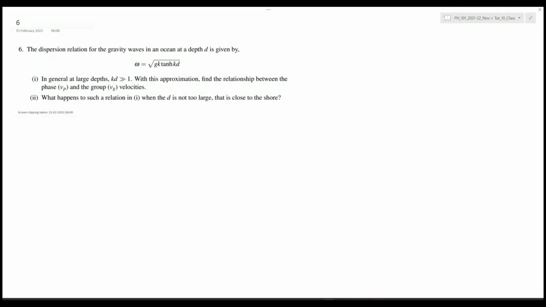So the last problem. The dispersion relation of gravity waves in an ocean at depth d is given: omega is equal to root of g k tanh(kd). So do you guys remember what tanh x is?